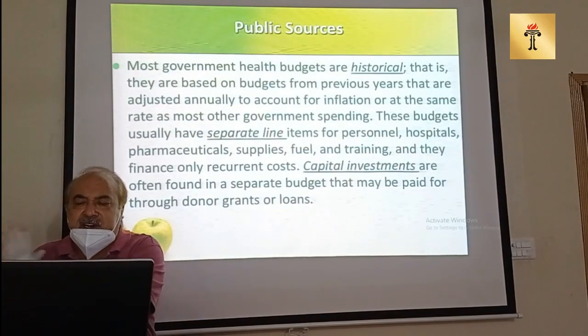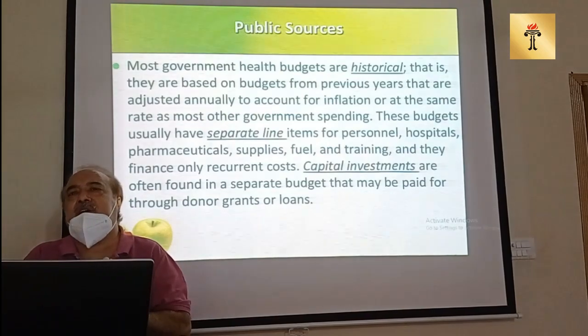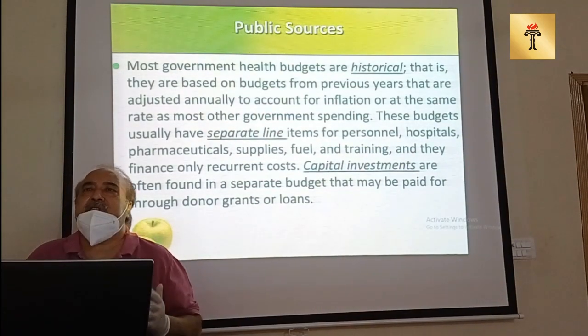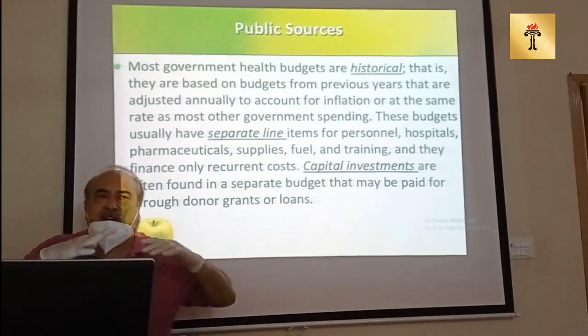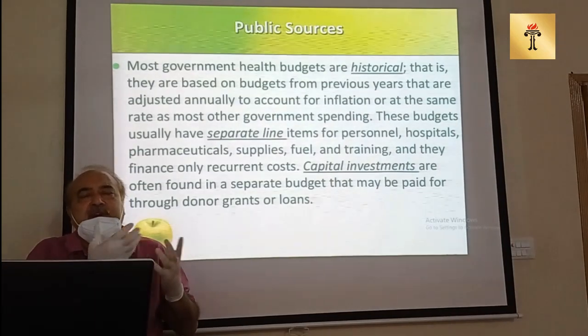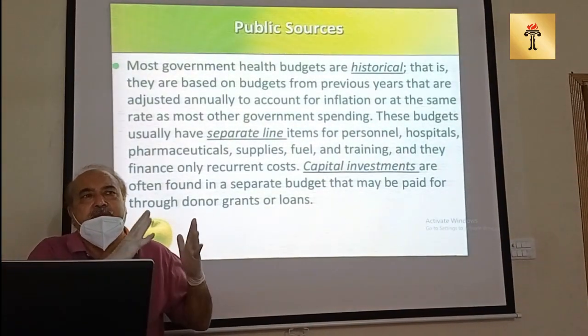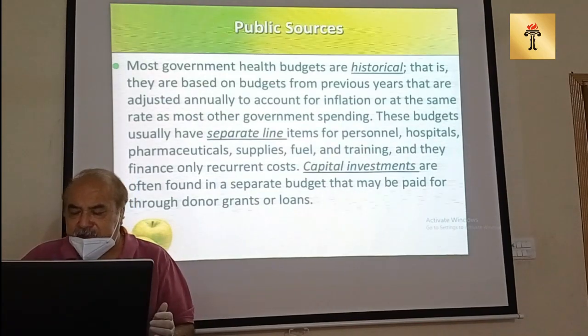And then the capital investments are found in a separate budget that may be paid for through donor grants or loans. And the health development budgets, like for building a new hospital or a separate unit in some hospital, in addition to the hospital, are part of the development budget, not the main health budget.